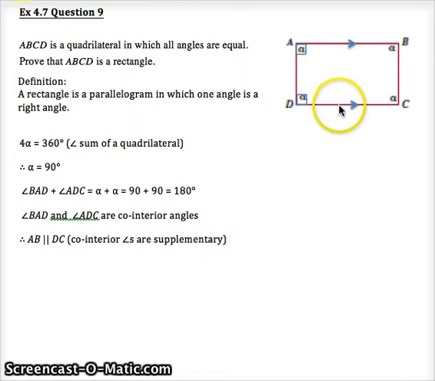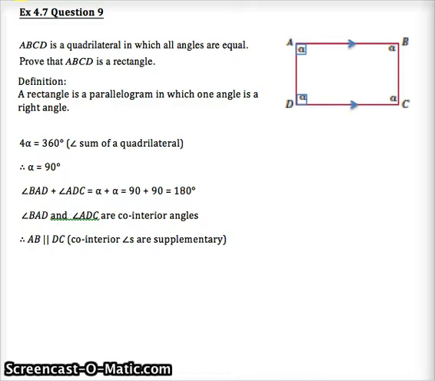So we can see the co-interior angle here, and that these 2 angles, alpha and alpha, add up to 180, so they're supplementary. So we've shown that one pair of sides are parallel. We now need to do the same with these other 2 sides. So now we need to show that AD is parallel to BC. Now we can do the same thing again. So again, this angle at A and the angle at B are both 90, and therefore the 2 of them add up to 180. They're also co-interior, hence we can say that AD is parallel to BC.